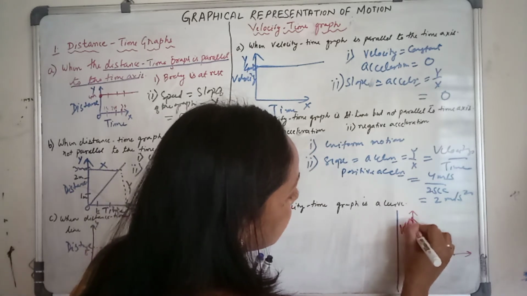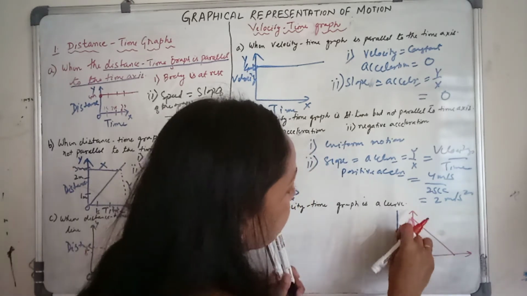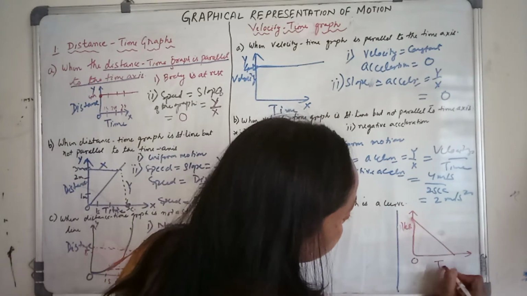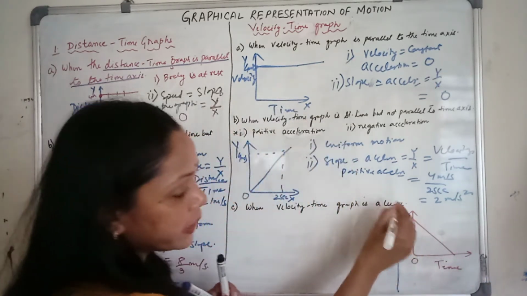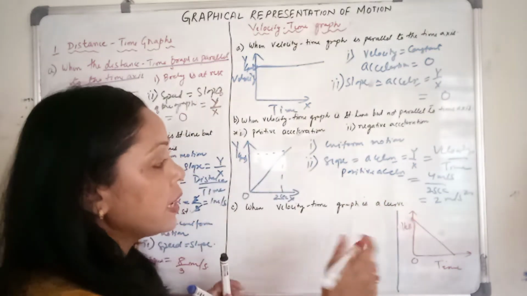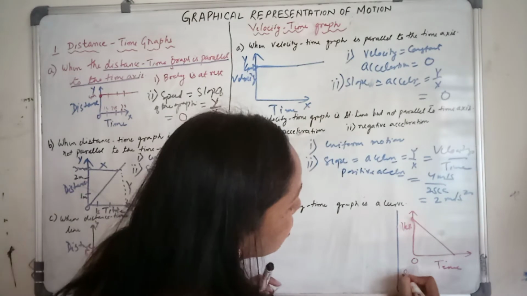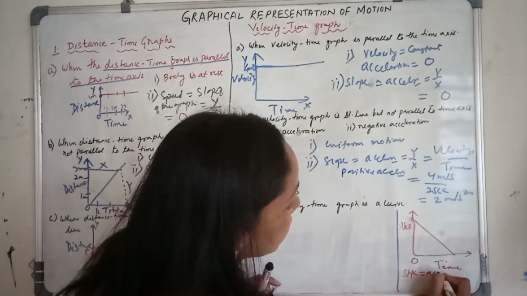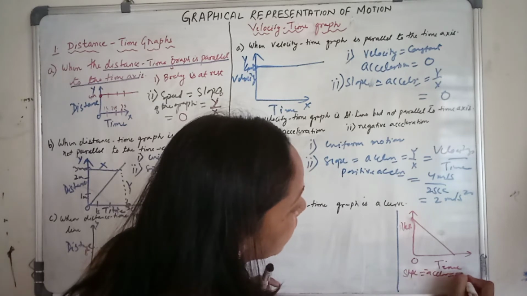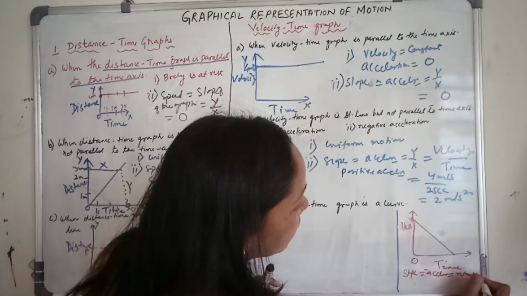This is velocity. This is time. So velocity is decreasing. The line is decreasing. It means your slope is equal to acceleration, which is negative acceleration. You can write it as a retardation.